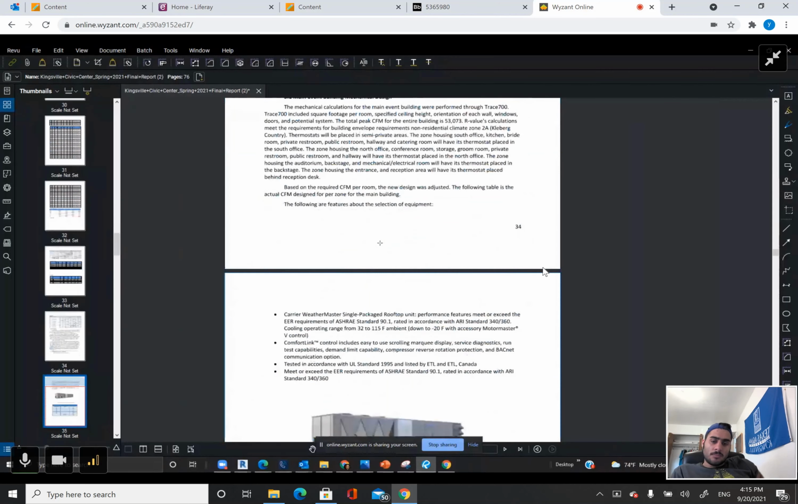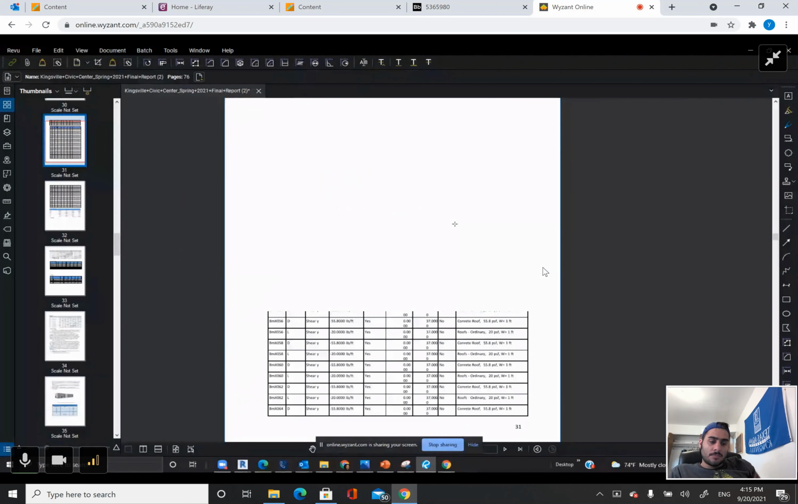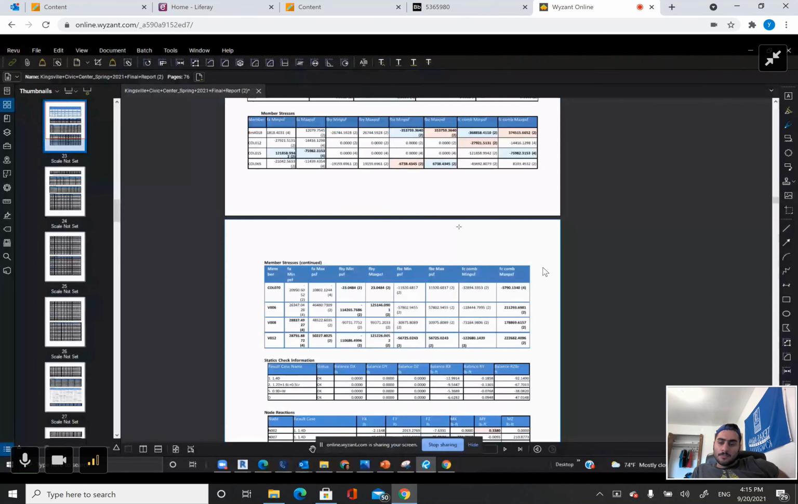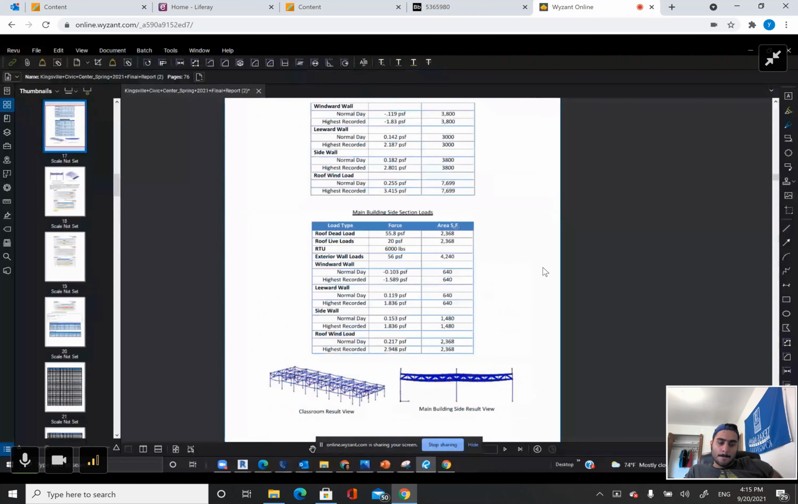And this is getting into mechanical design. So, yeah. Let me go back here and just go to the loads. The load table is super important. That's where I would start.